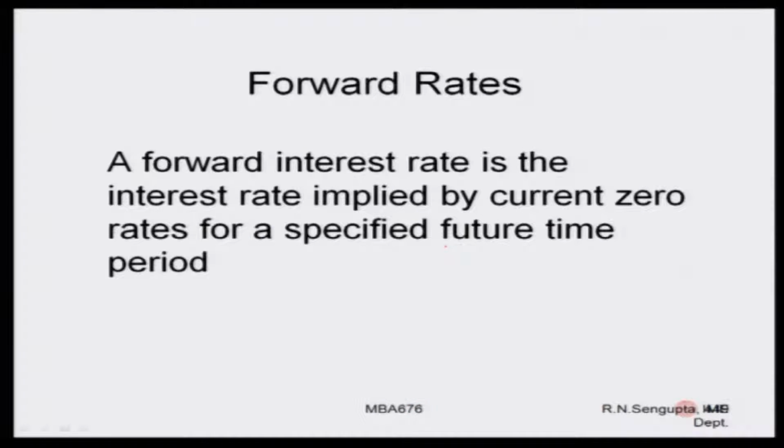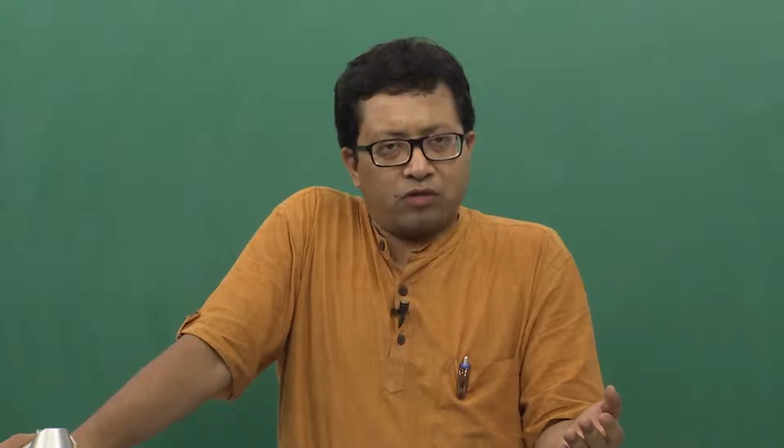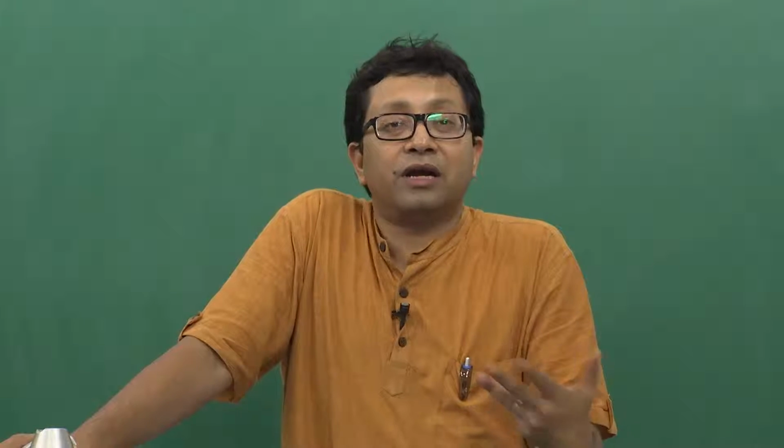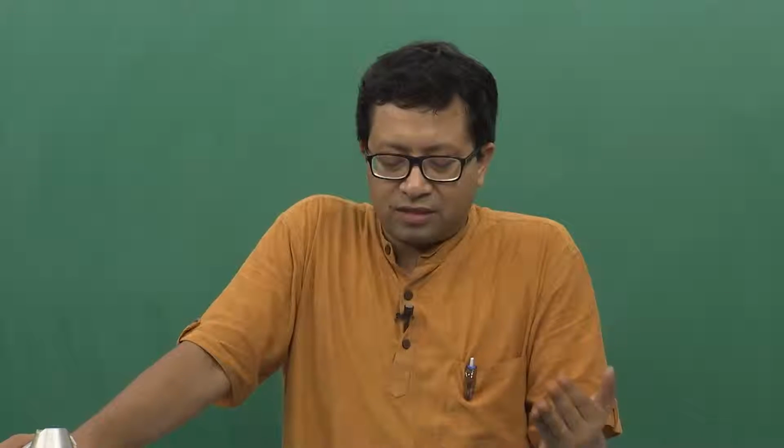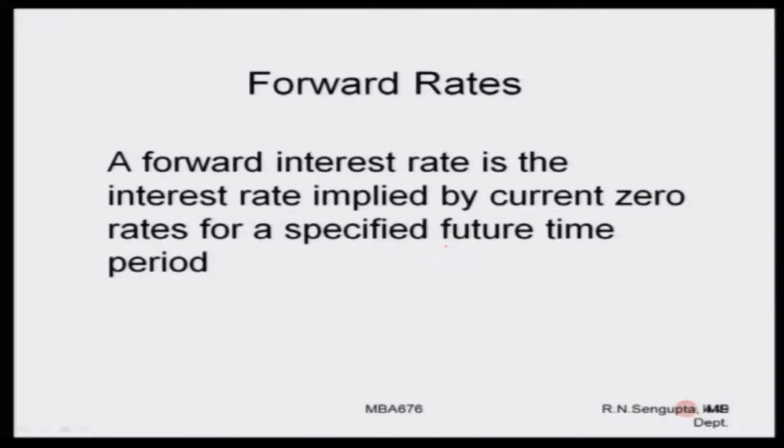Now, having discussed the zero rate, the coupon rate and all these things, our next question is: how do you find out the forward rate? But before you answer how we calculate the forward rate, our main question would be: what is a forward rate? So, the forward rate is the interest rate implied by the current zero rates for a specified future period of time.